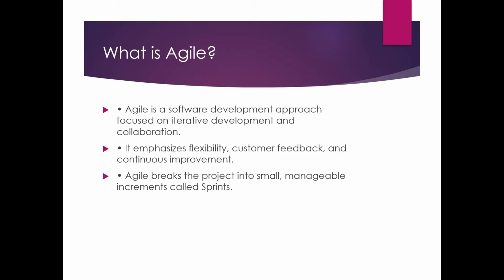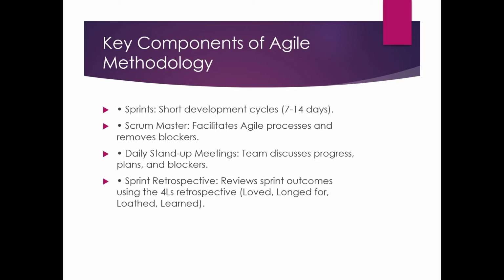You can see Agile is a software development approach focused on iterative development and collaboration. It emphasizes flexibility, customer feedback, and continuous improvement, because you can see after each sprint, a smaller version of the application is developed. So every time a stable version is developed after each sprint, feedback is taken from the customer. That is very, very important. See, Agile breaks the project into small manageable increments called sprints. I explained that to you. So what is a sprint? Short development cycles, 7 to 14 days.